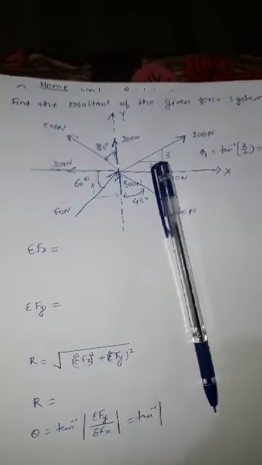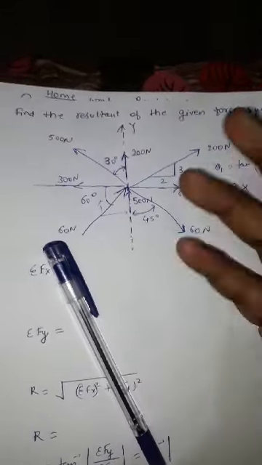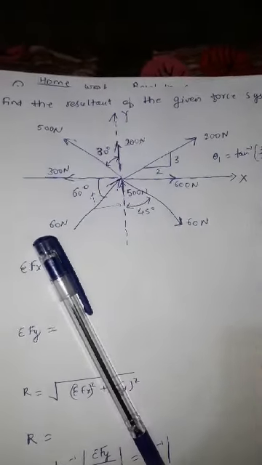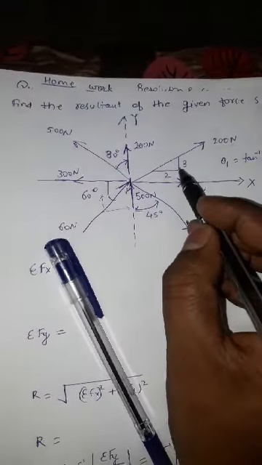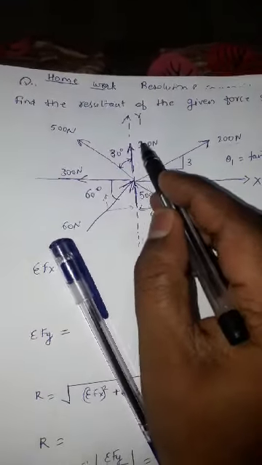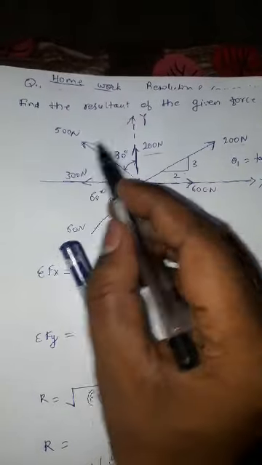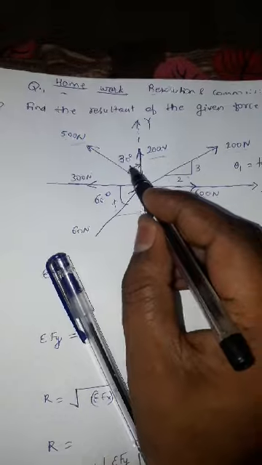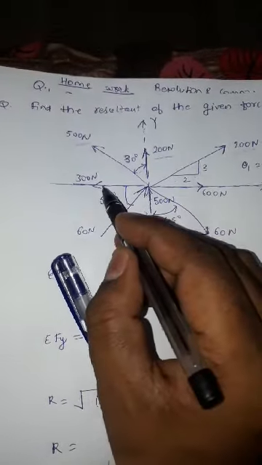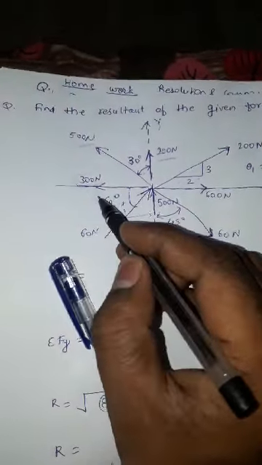In the first quadrant you are given this 200 Newton force, which has a slope of 3 by 2. Then you are given this vertical force of 200 Newton. Then you have this 500 Newton force which makes an angle of 30 degrees with the vertical. Then this is a horizontal force, 300 leftward.